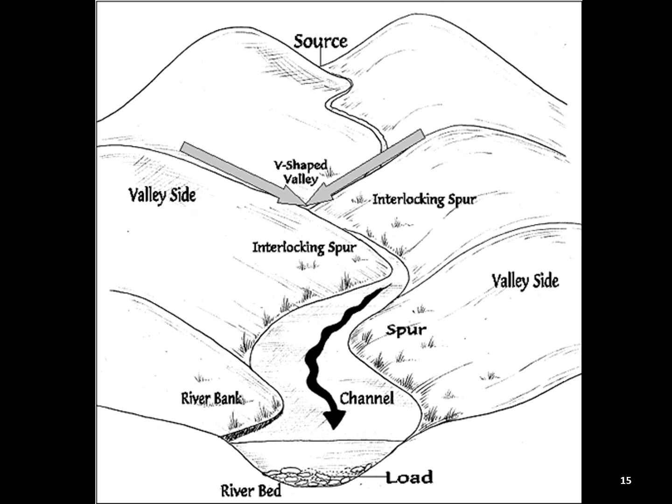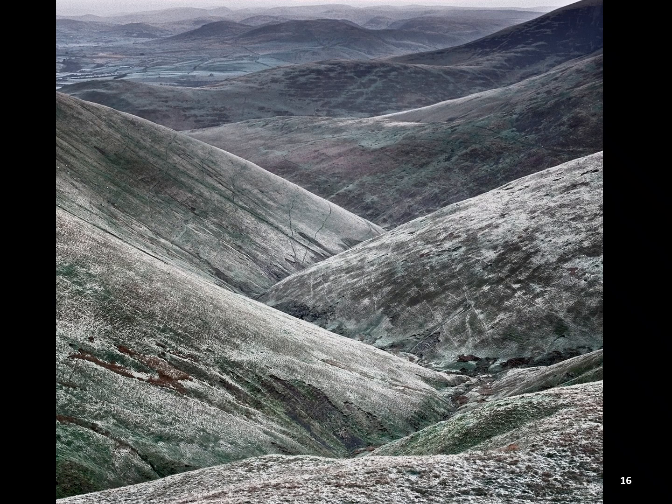This diagram shows how interlocking spurs appear in the upper course of a river. Here is another visual showing the interlocking pattern of spurs along a widening valley.